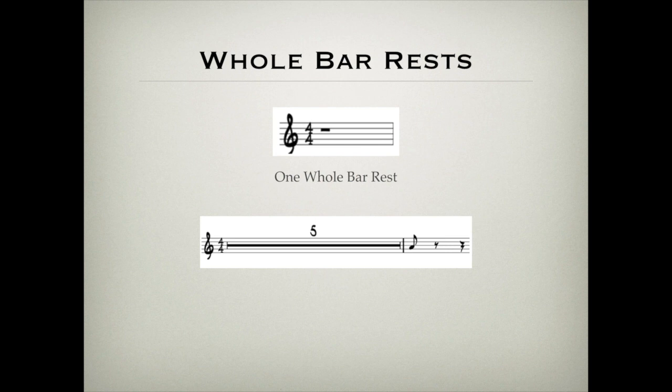Sometimes a composer might want you to rest for more than 1 bar. So if you're playing in an ensemble, particularly if you're playing in a chamber group or an orchestra, you might find that your part has a number of bars of rest that you need to count for. Instead of writing all of the bars out, they might simply write out the number of bars that they want you to rest for. So in this example, the composer would like you to rest for 5 whole bars.